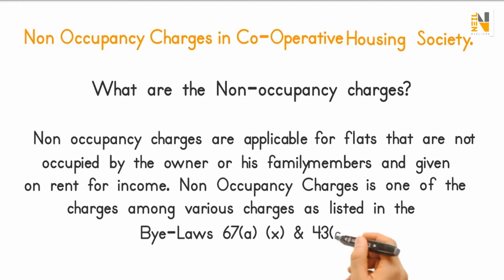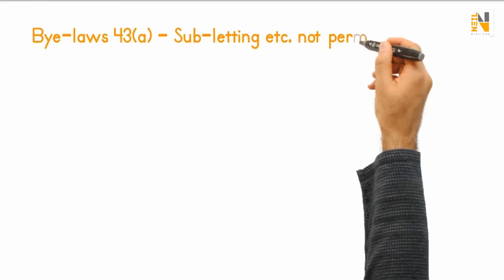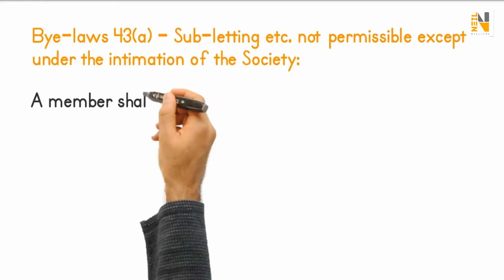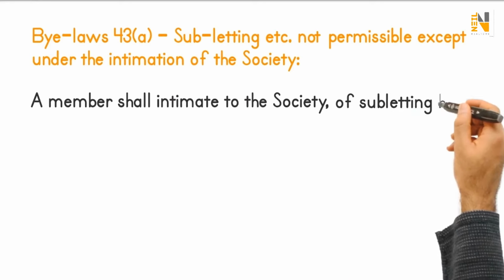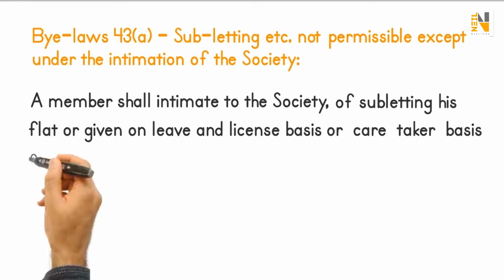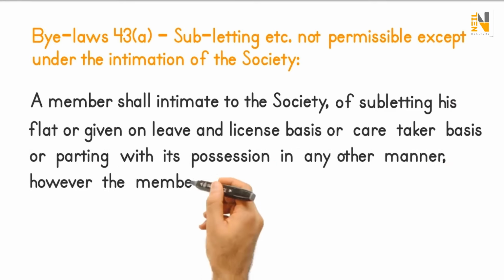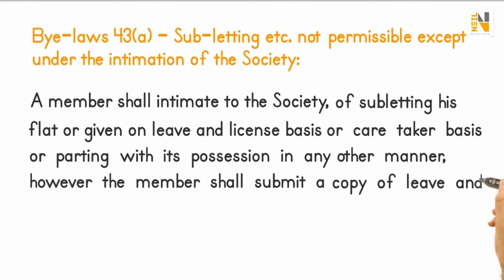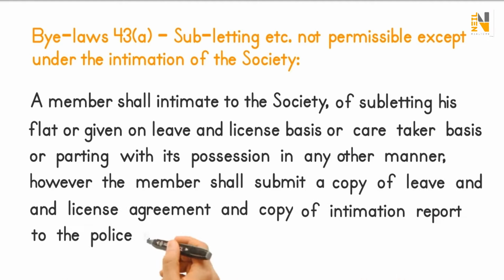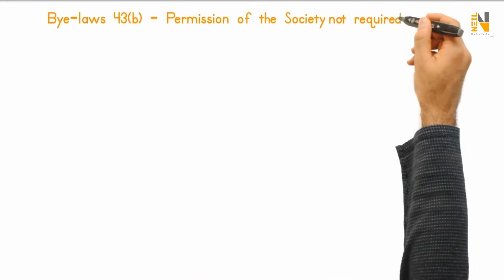Bylaws 43A, subletting etc. Not permissible except under the intimation of the society. A member shall intimate to the society of subletting his flat or given on leave and license basis or caretaker basis or parting with its possession in any other manner. However, the member shall submit a copy of leave and license agreement and copy of intimation report to the police station.